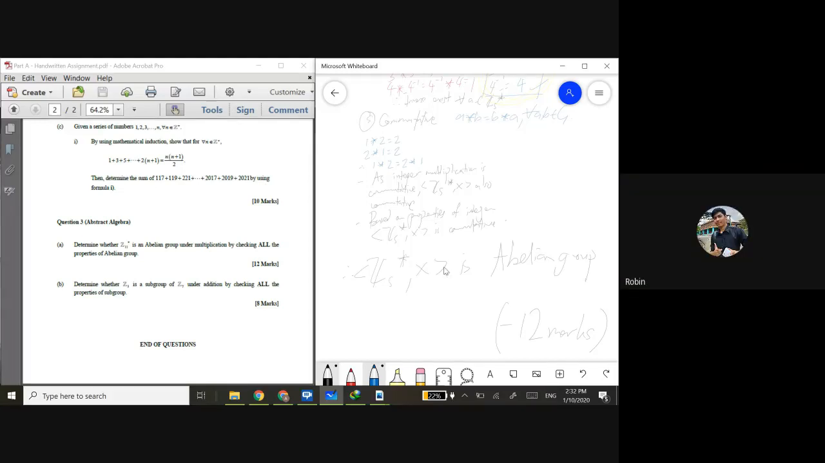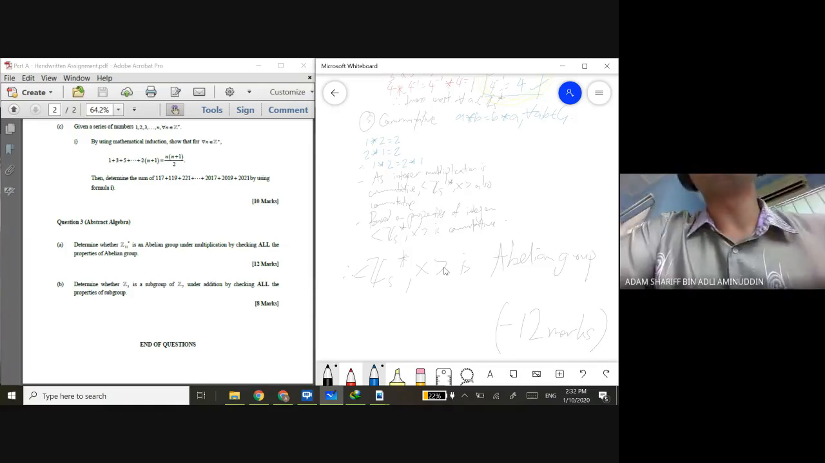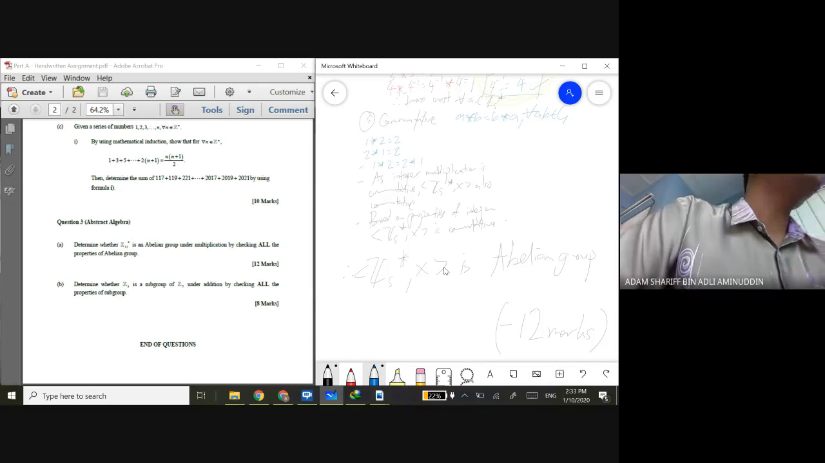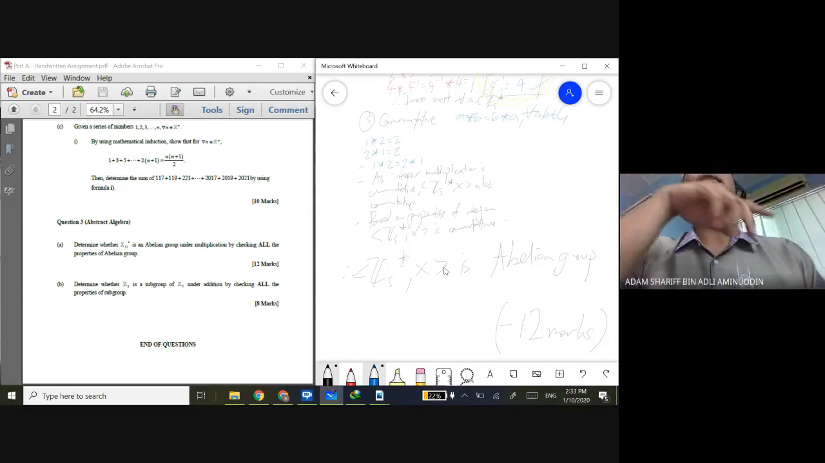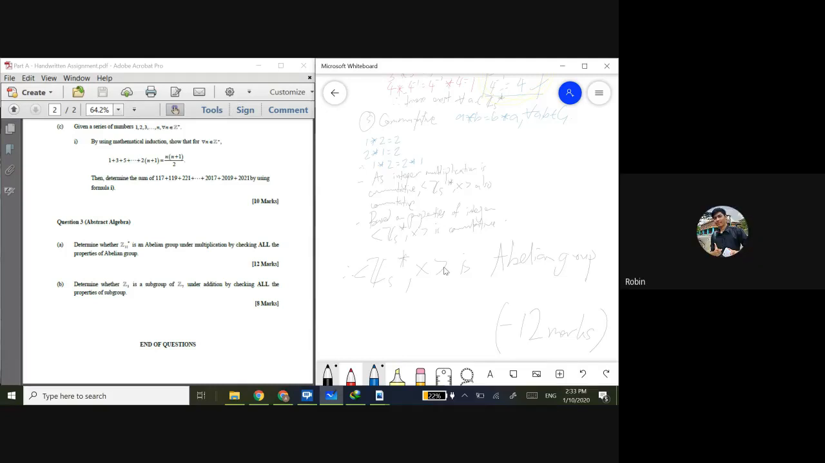Tapi kalau macam dalam assignment question ni Z11 star kan. So kena buat semua lah. Ya. Ya betul, kena buat semua. Okay, yes. Beza hanya dekat Cayley table dia besar, banyak elemen je. See?